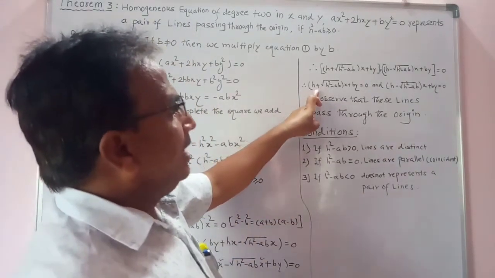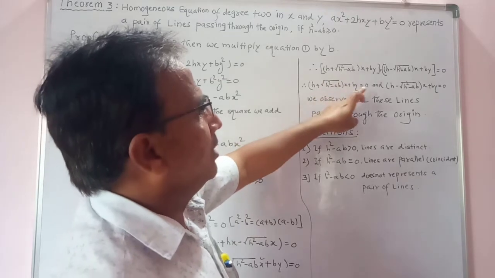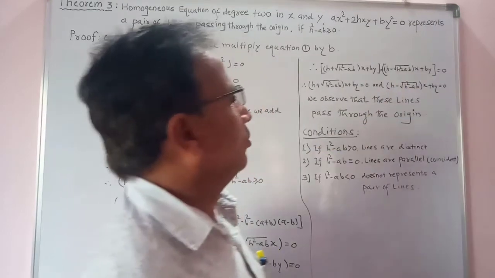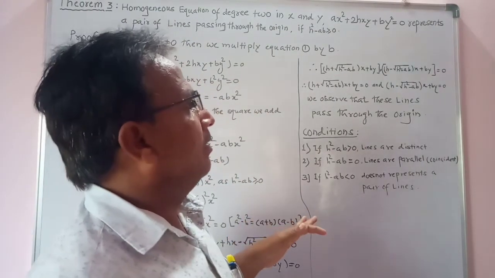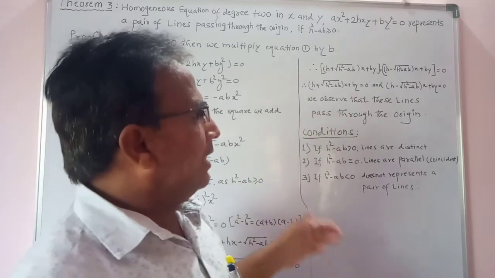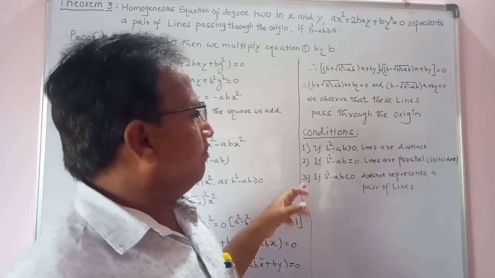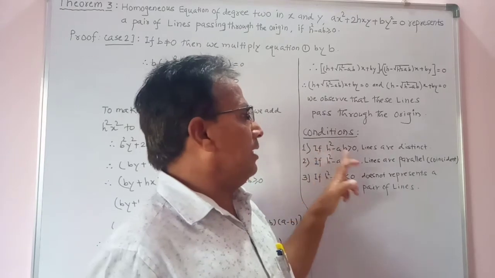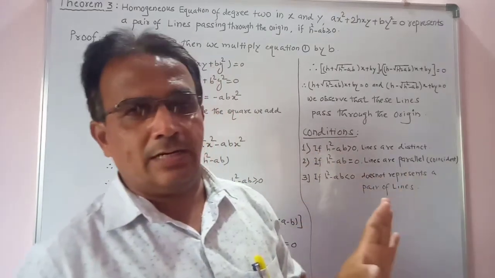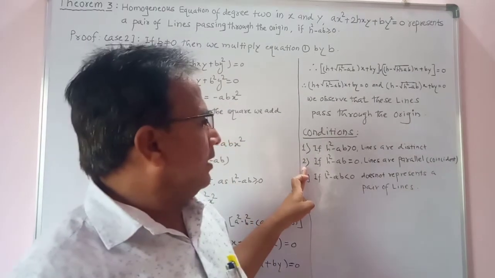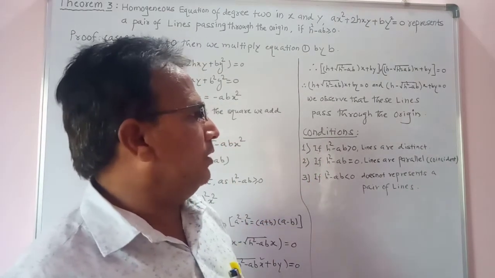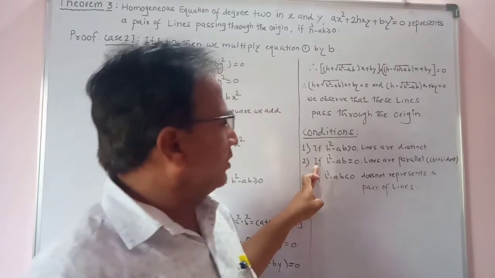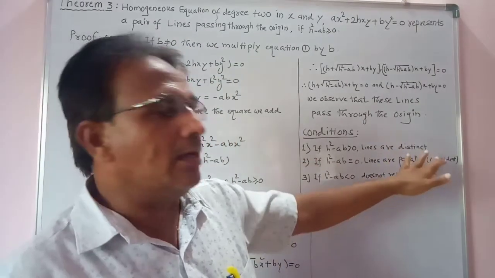Therefore, h plus root h square minus ab into x plus by equal to 0 and h minus root h square minus ab into x plus by equal to 0. We observe that these lines pass through the origin, and there are three conditions. First condition: if h square minus ab is greater than 0, these lines are distinct. Second condition: if h square minus ab equal to 0, these lines are parallel or coincident.